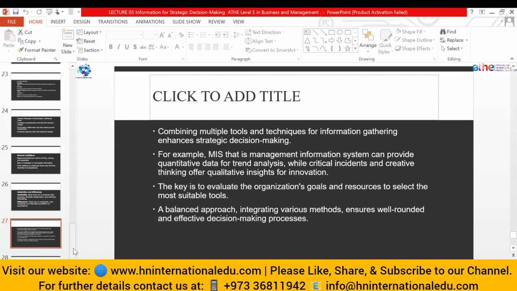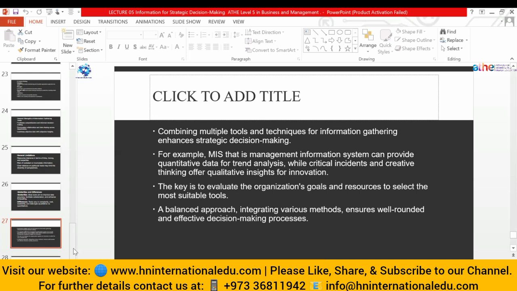While the critical incidents and creative thinking offer qualitative insights for innovation because we are working on our thinking, our skills, what we are thinking, and we can write that, we can talk about it. It does not include any numbers or figures or calculation. The key is to evaluate the organizational goals and resources to select the most suitable tools. Why? Because ultimately, the decisions we are taking in the organization need to be aligned with the goals and objectives of the organization as a whole.